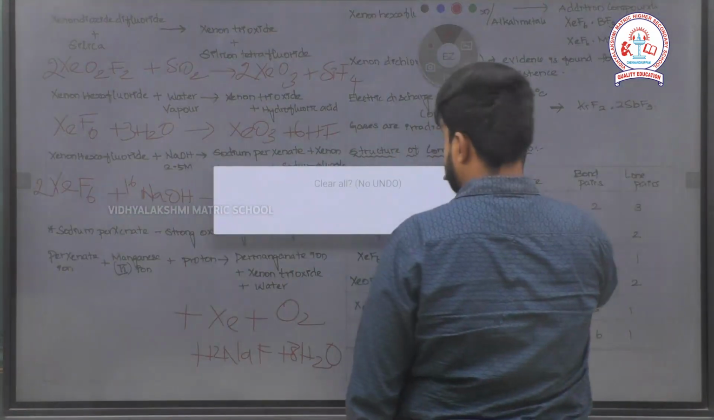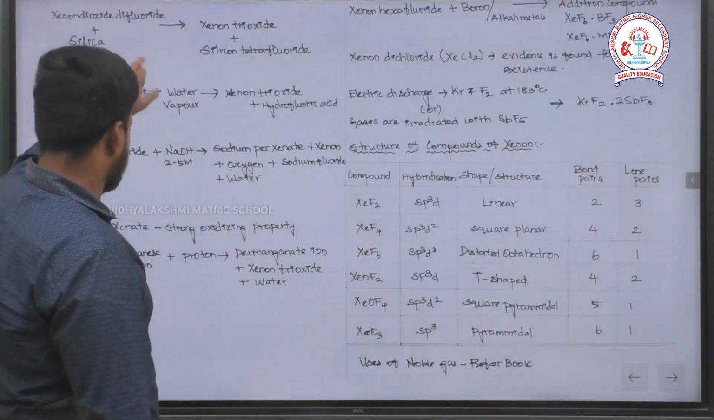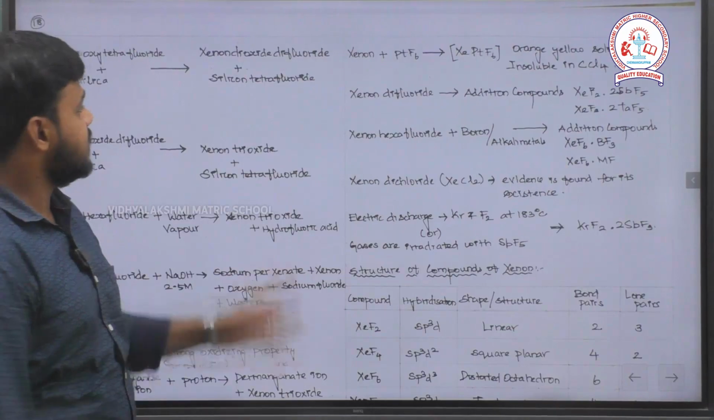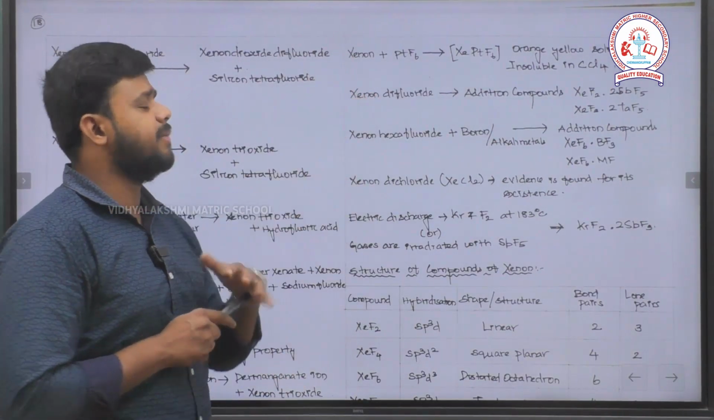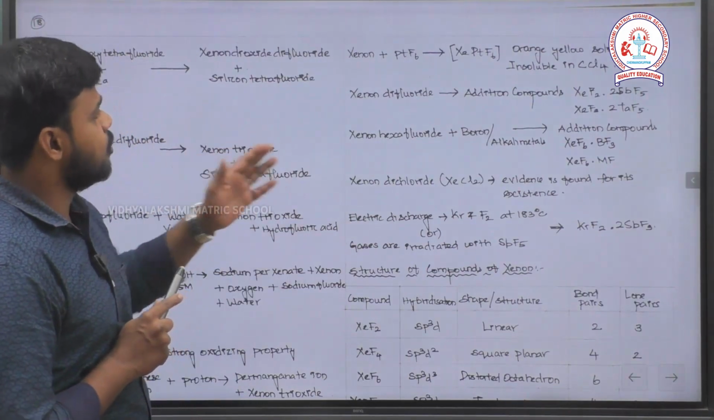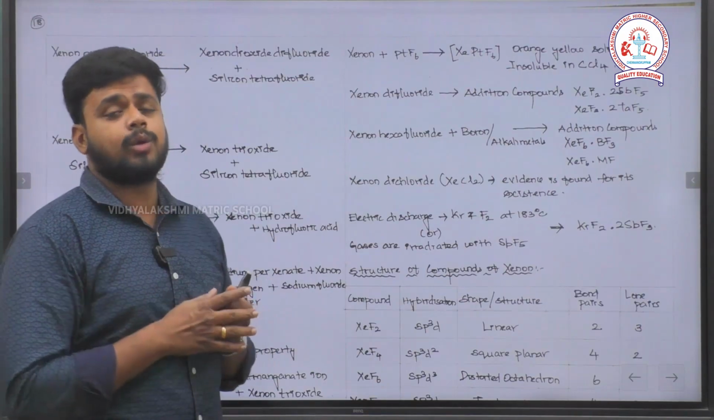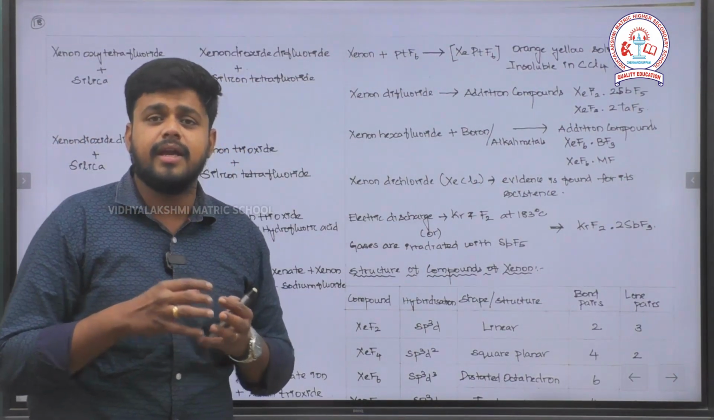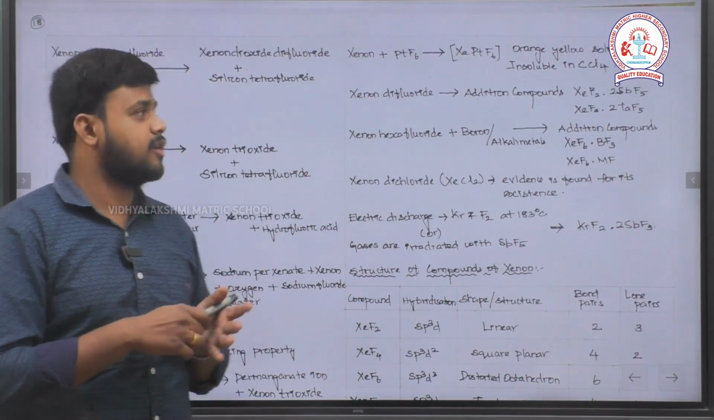Okay, the next one. The next reaction actually includes informative content. See, xenon is capable of reacting with a coordination complex like platinum hexafluoride and forming xenon hexafluoroplatinate. It's an orange yellow solid and it is insoluble in carbon tetrachloride, which means there is more ionic character in the bonding. That's why it is not able to dissolve in non-polar solvents.